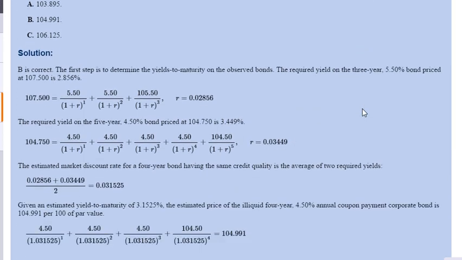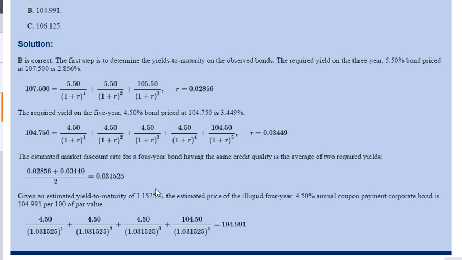Very easy. So we scroll down. So what's the next step? The next step is we just do an average. That's easy. 2.856 plus 3.449 divided by 2, we're going to get 3.15.